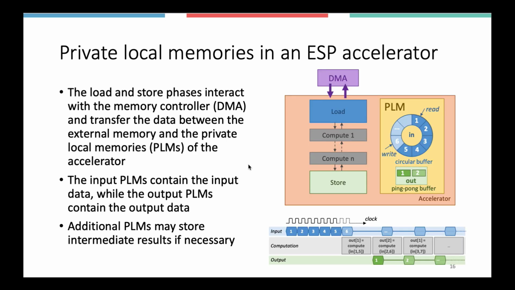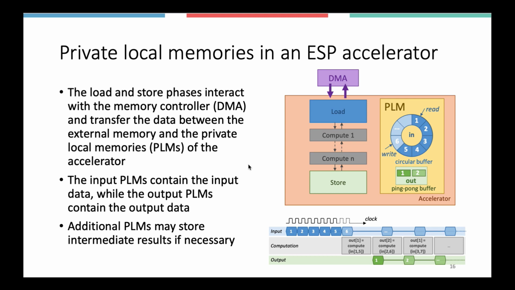Finally, let me also stress the importance of private local memories in ESP accelerators. In the PLM, the accelerator keeps a copy of the data or a portion of the data from the main memory. The PLM becomes central for the design optimization process because they can be tailored to the needs of the designer. We usually have local memories to support each of the load, compute, and store phases.